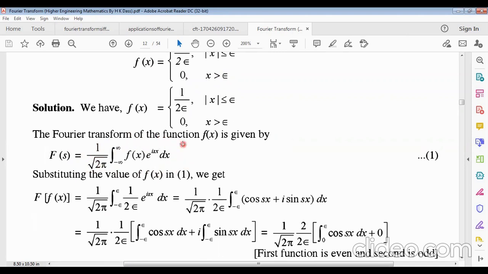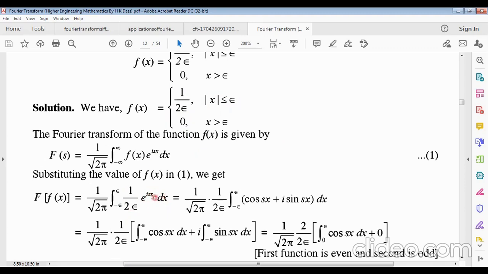Now substituting the given values of f of x in equation 1. This is equation number 1. Now we have to substitute this value. Integral limit will be what? Minus epsilon to plus epsilon, and f of x is 1 by twice epsilon, e to the power isx dx. So integration will be with respect to x.